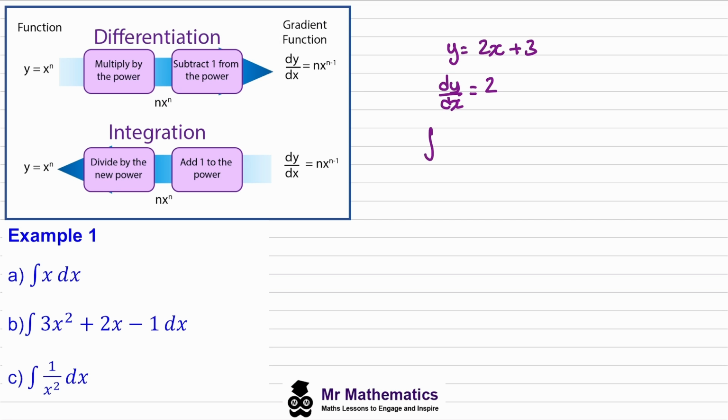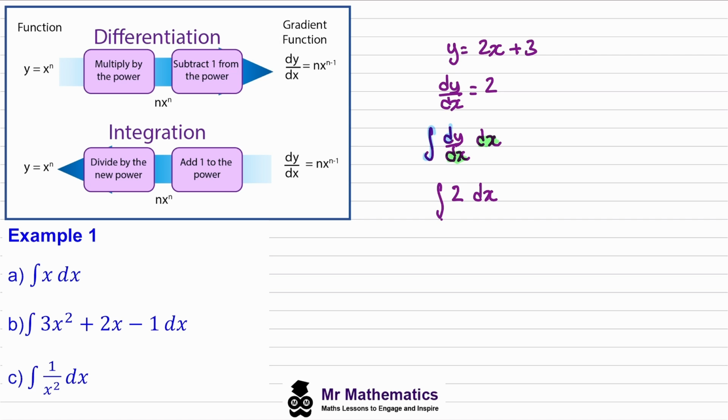So if we were to integrate dy by dx with respect to x, then we should go from a 2 back to the y, 2x plus 3. And this makes sense because you can think of this dx and this dx as a division and a multiplication, and these two opposites would cancel. Then we've got the integral and the derivative, two opposites, and these will cancel. So we are left with the y.